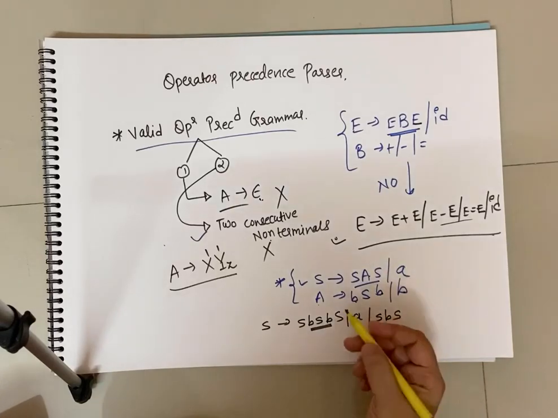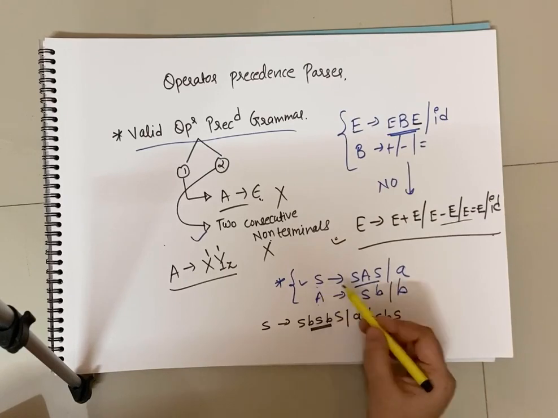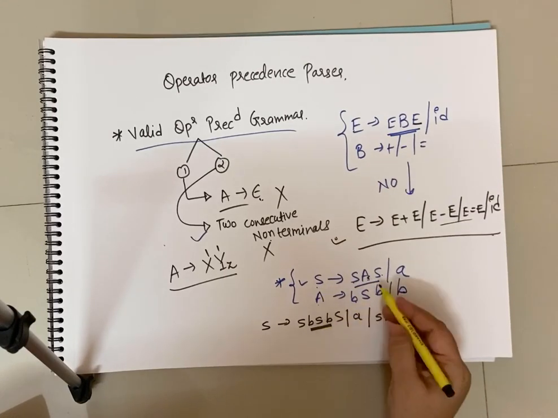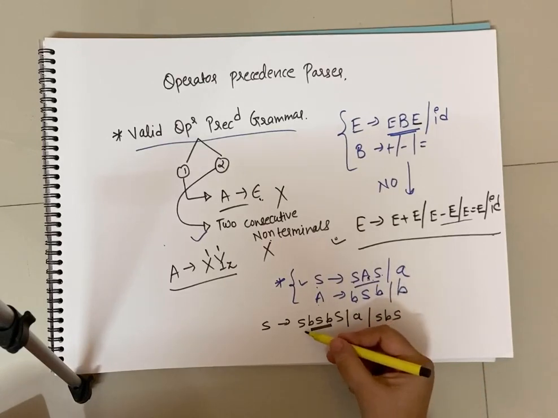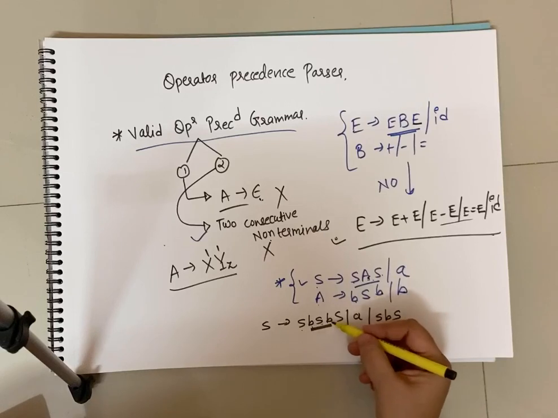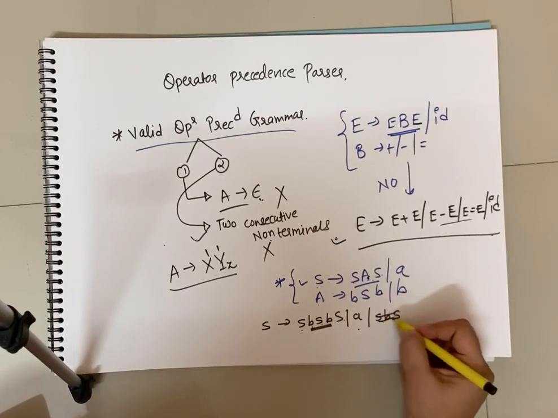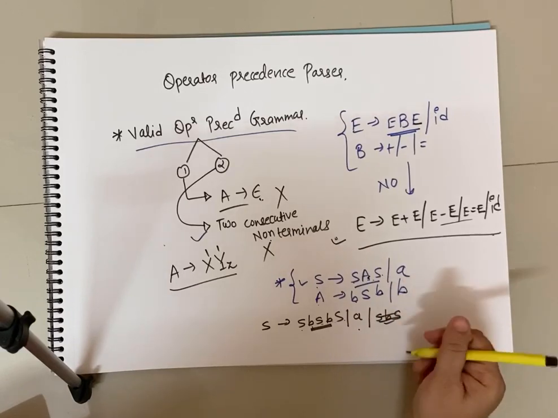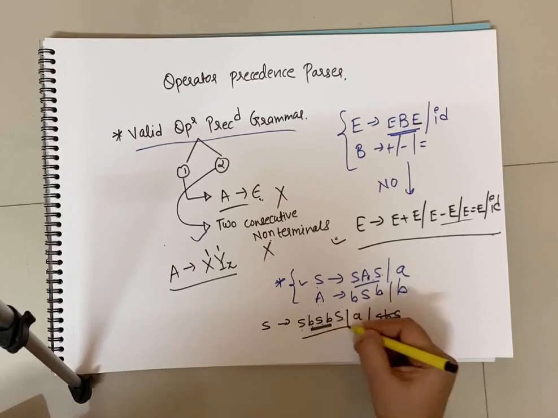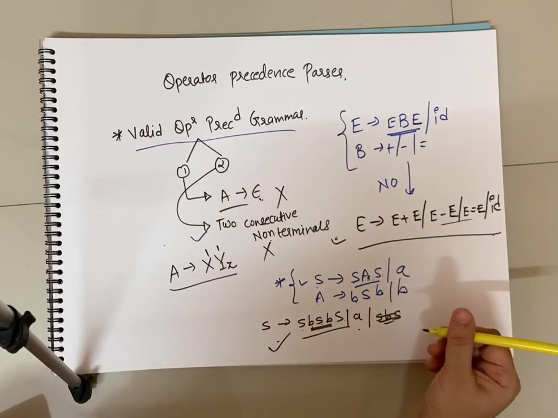Fine. So what we have done over here? S derives SAS. So A has been replaced by BSB. So now it is SBSBS. A has been written as it is. Fine. So we can observe over here that two consecutive non-terminals are not there, and hence now it can be said a valid operator precedence grammar.